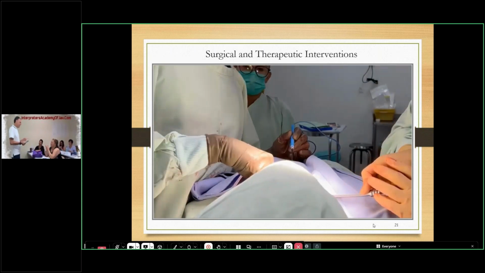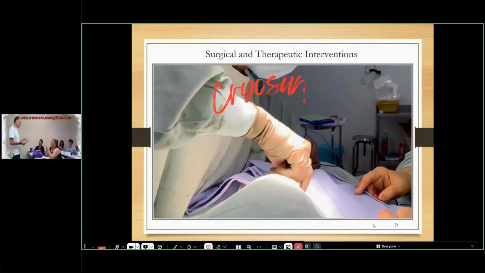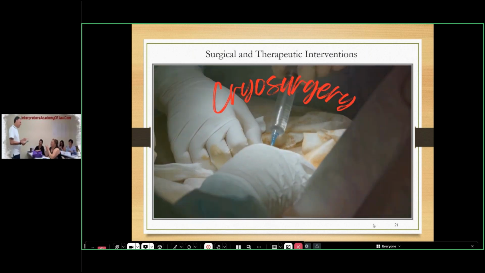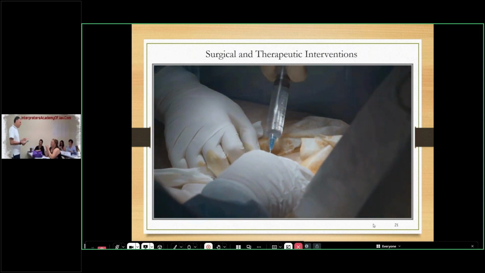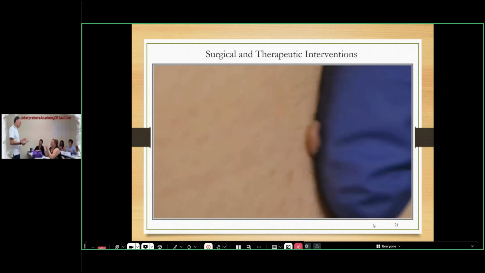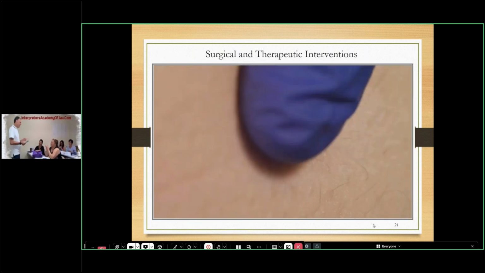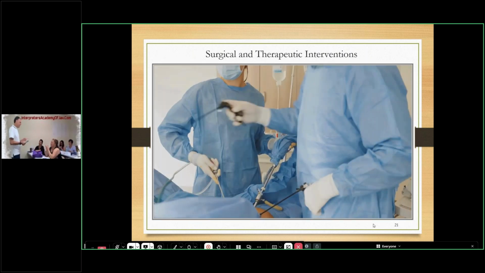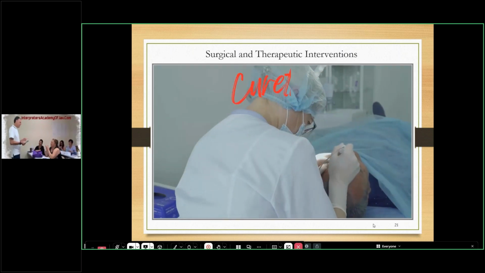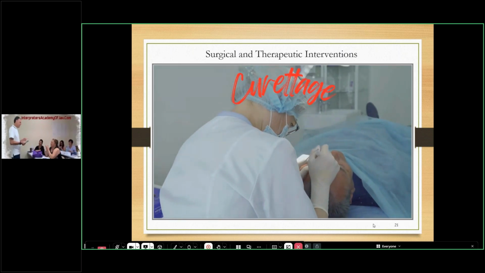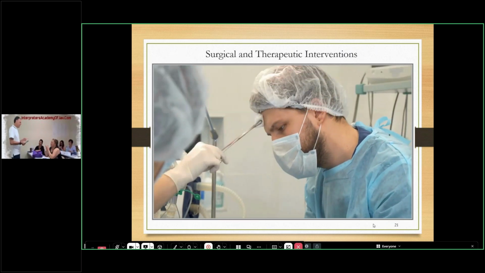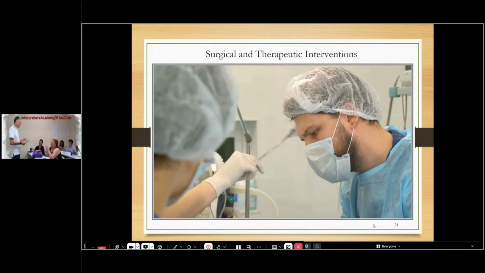Let's jump right in. First up, cryosurgery. This method uses sub-freezing temperatures to destroy abnormal tissue. Think of it like freezing off warts or precancerous lesions. It's quick, effective, and minimally invasive. Next, curettage. This involves scraping material from a surface to remove abnormal tissue. It's often paired with cryosurgery for a 1-2 punch against skin lesions.